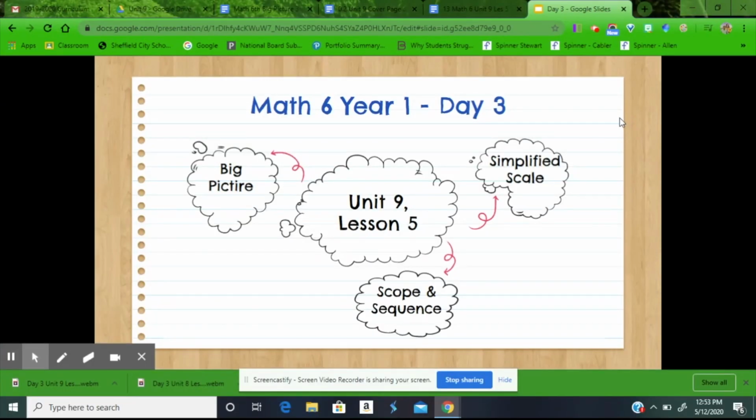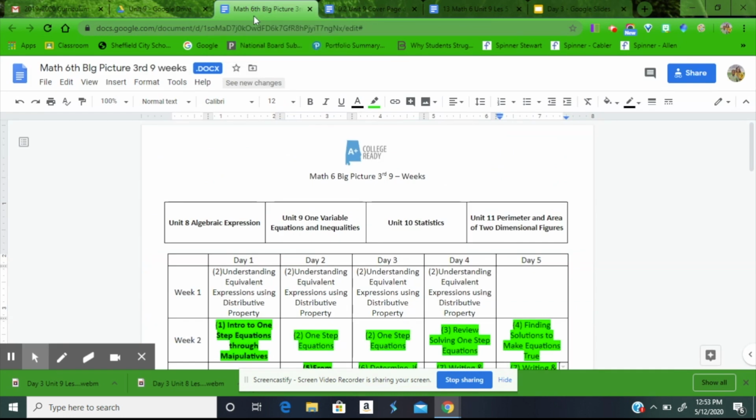We're going to continue looking at Unit 9 with Lesson 5. Because we've already looked at the UBD with Lesson 1, we're just going to look at the big picture, the simplified scale, and the scope and sequence with this lesson. If you'll see, we're still in the third 9 weeks.